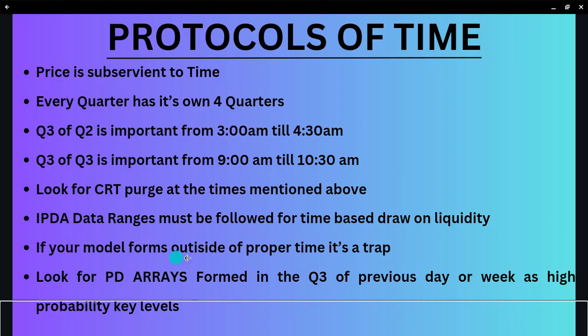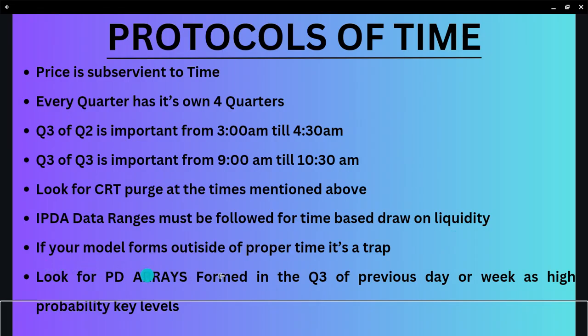If your model forms outside of proper time, it's a trap. You see everything forming perfectly, right? Like there is a purge at some particular time, and then after 4:30 or 5, suppose, after the kill zones, you see your model forming and you say, okay, yeah, it is there, everything is there, my risk management is there, I want to take a trade. It's potentially a trap. It won't work out.